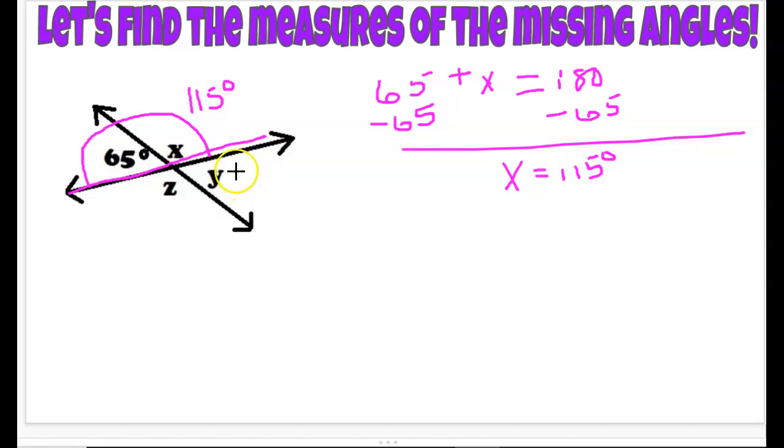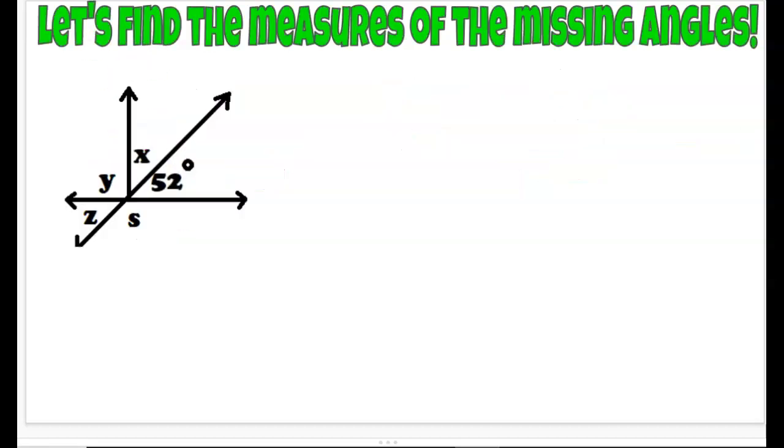Okay, so we know this angle is 115 degrees. We know this angle, because it was vertical, is 65 degrees. Now here's another interesting point. These two angles, x and z, are also vertical to each other. So x and z are congruent, so it's 115 degrees. Awesome. All right, let's review a few more.